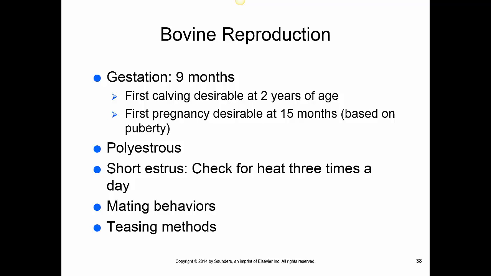And a big reason why we breed them so young is for production reasons. Dairy cattle, we're trying to get them into lactation somewhere around 2 years of age, where once they have that calf, they can start milking.